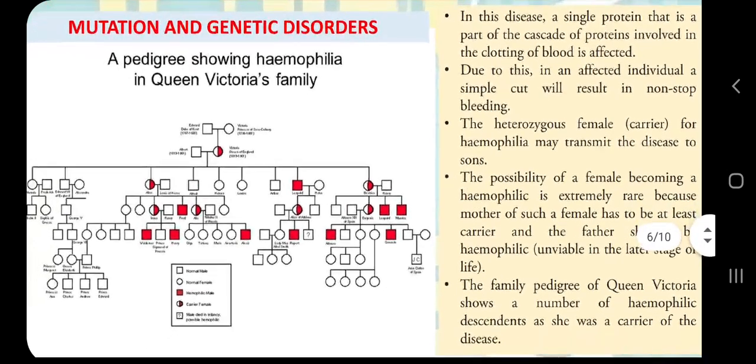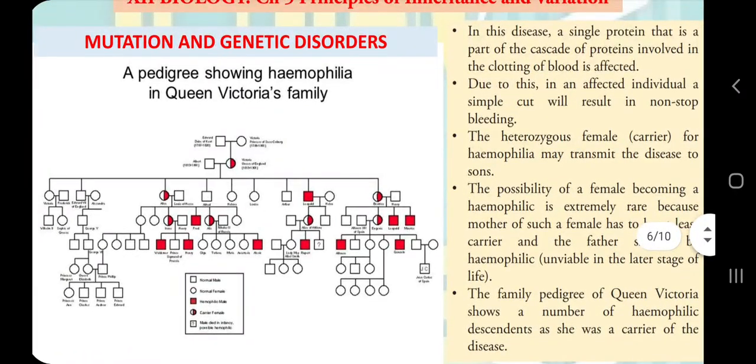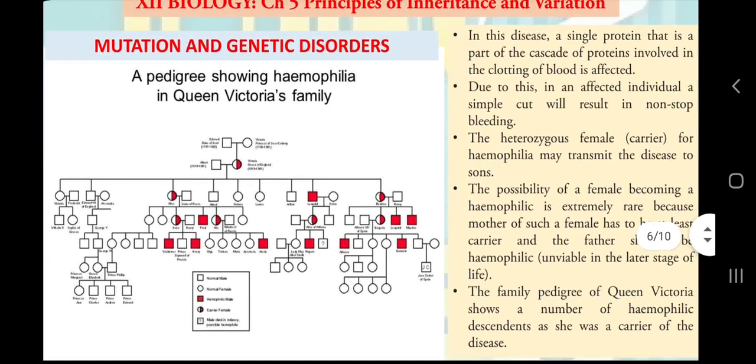The possibility of a female becoming hemophilic is extremely rare because the mother of such a female has to be at least a carrier and the father should be hemophilic. And in brackets you can also notice unviable, because this type of male may injure himself in the course of life, so unviable at a later stage of life. So it is highly unlikely that any female will have hemophilia, but not impossible.